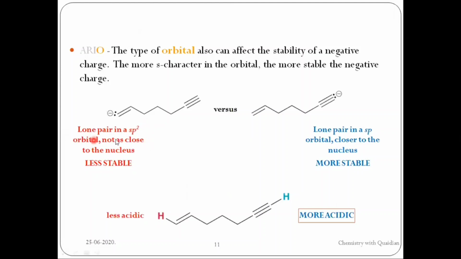As you have said, a lone pair in an sp2 orbital is not as close to the nucleus, so it will be less stable. While in the case of sp, the lone pair is closer to the nucleus, so this conjugate base will be more stable, in which the negative charge resides on the carbon having sp hybridization. So this hydrogen will be more acidic and this hydrogen will be less acidic.